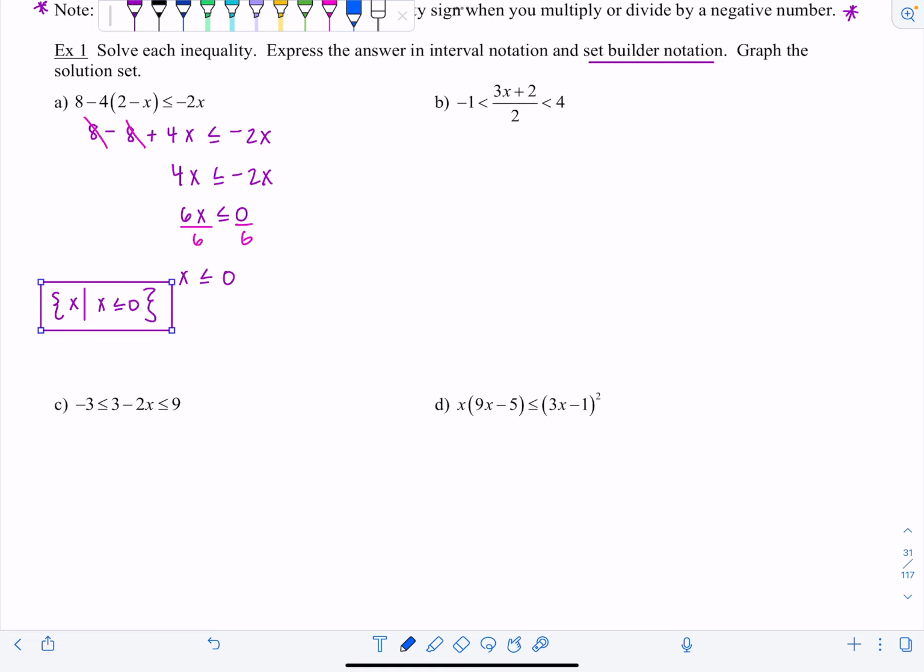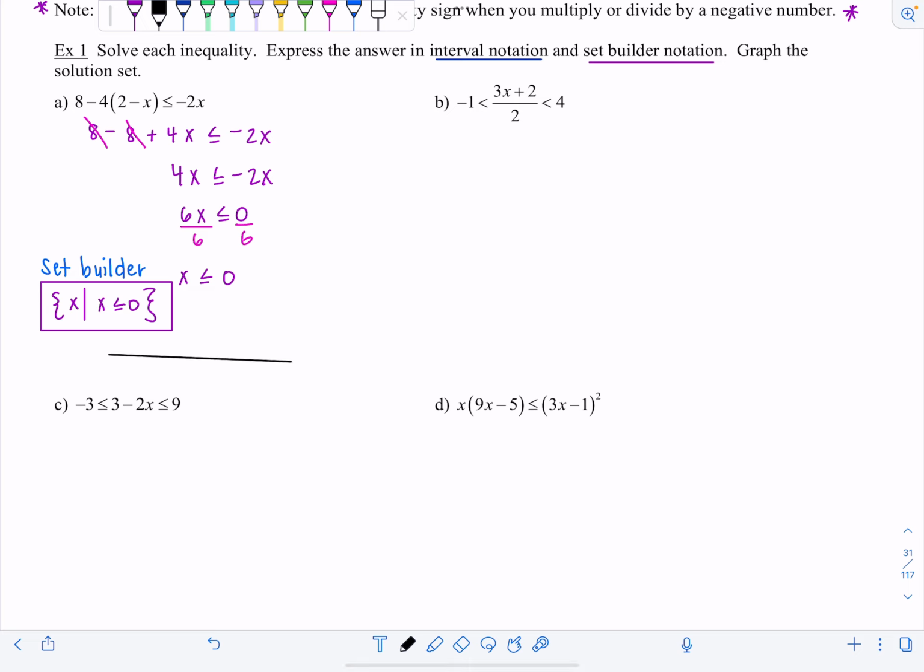Set builder. Do you want me to label it so you remember? Okay, here's set builder. Now it also asked for interval notation, and we're going to graph it. Let's graph it first because it's going to help us visualize how to write our answer in interval notation.